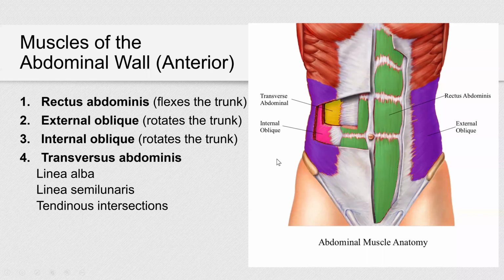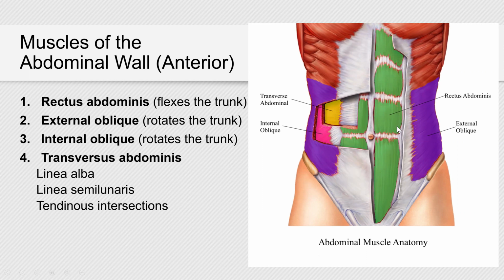Now we're moving to the abdominal wall, and we have 4 muscles over here. Rectus abdominis is shown here in green color. Then the most superficial muscle is the external oblique, shown in purple. Underneath the external oblique, we have the internal oblique, shown in pink, and the deepest muscle is the transversus abdominis. So you can see how those muscles are arranged into layers.